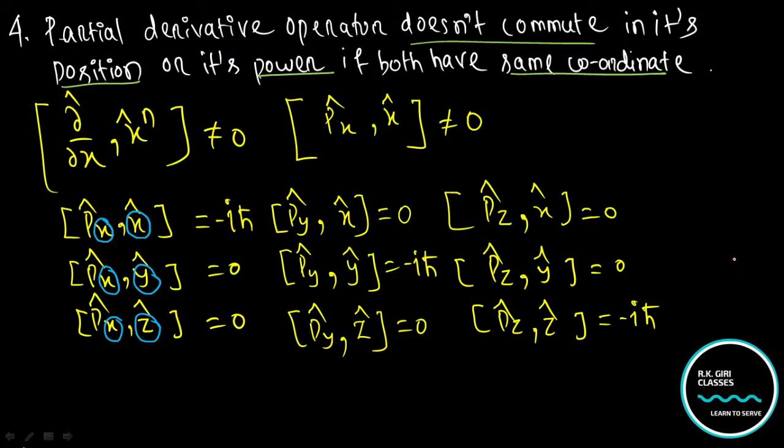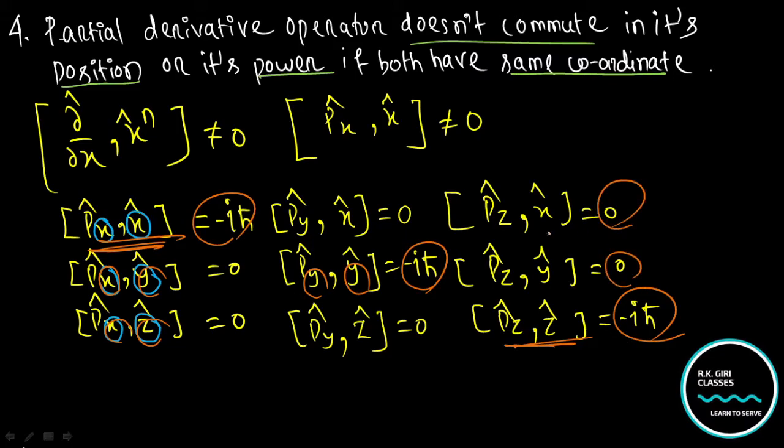Clear this point? Now coming to the point, this is [x, p_y], that's why 0, [x, p_z], that's why 0, [y, p_y] not equal to 0, that is minus iħ. Similarly in this case, minus iħ, in this case minus iħ, the rest are 0, because they are having different coordinates.